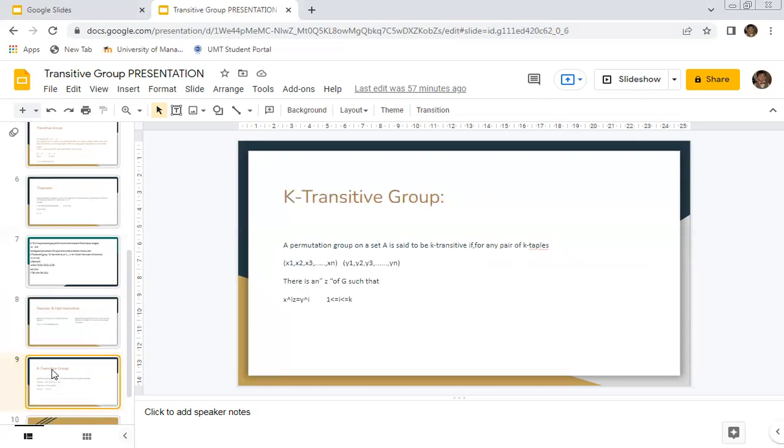K-transitive group. A permutation group on a set A is said to be k-transitive if for any pair of k-tuples, that is two sets x1 to xk and y1 to yk, there is an element g of G such that x_i g equals y_i, for 1 less than or equal to i less than or equal to k.